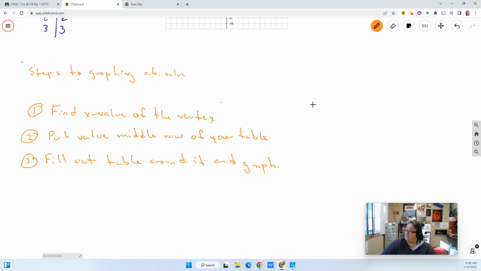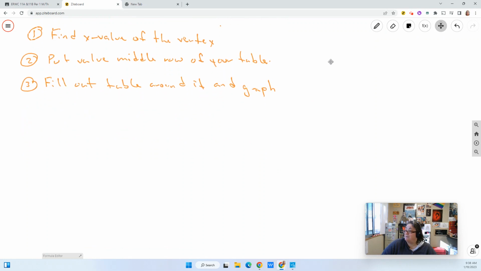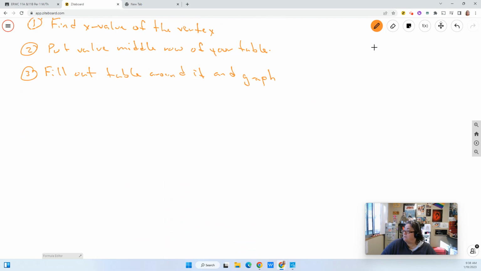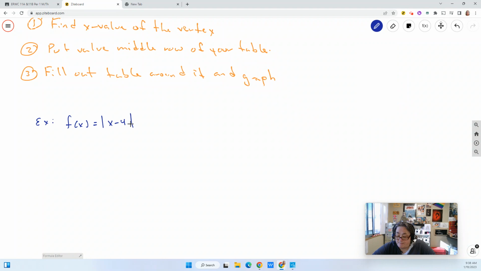So let's just get to doing it because I think it's always easier to see. I brought up a text box there by accident. I couldn't do it on purpose, but I did it by accident. So let's look at a problem. I am going to do an example. f of x equals the absolute value of x minus 4.